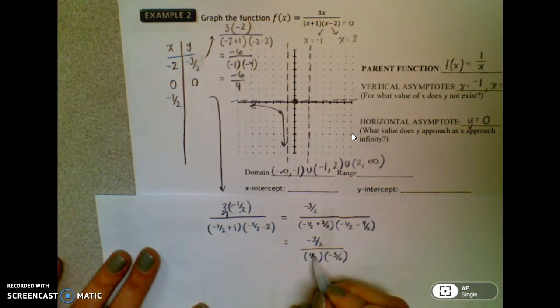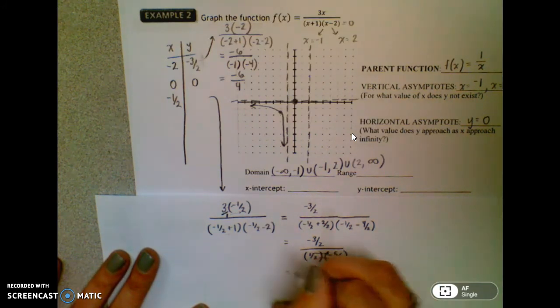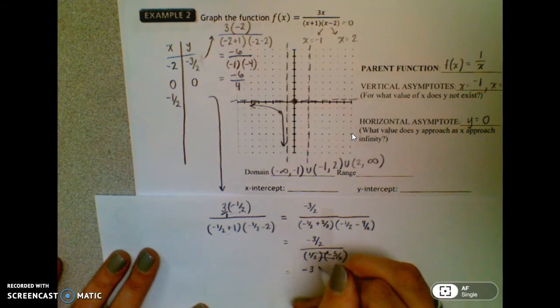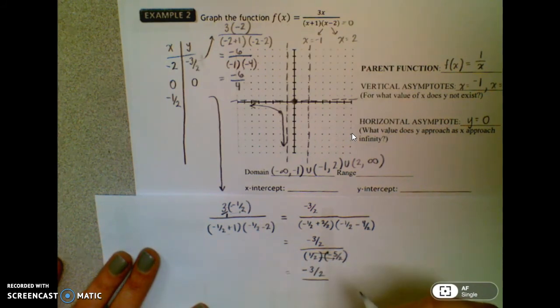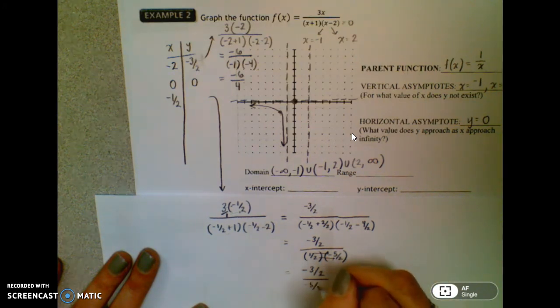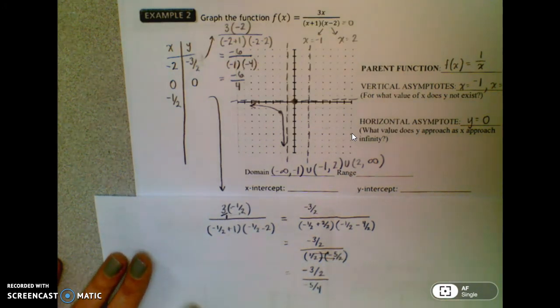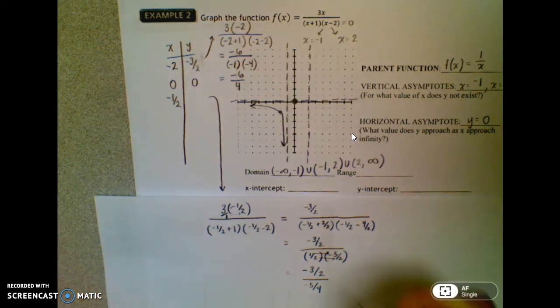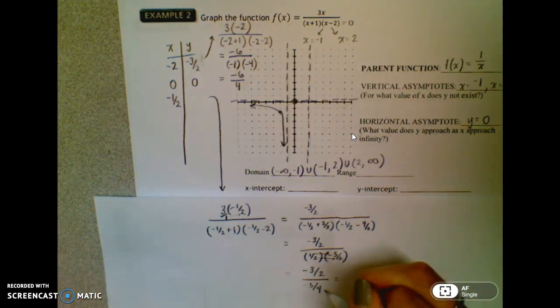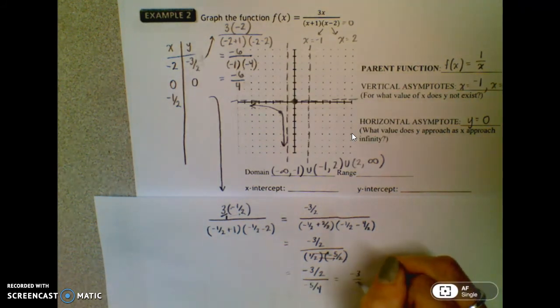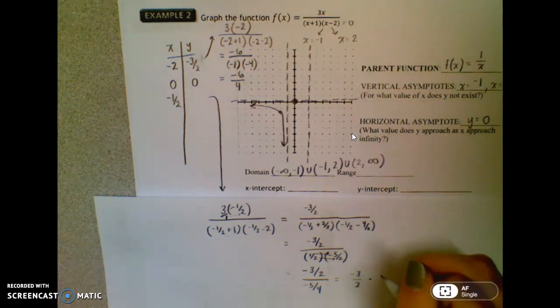I'm going to multiply straight across. So remember, in the denominator, those two factors are multiplied by one another. So I have -3/2 over, or divided by, -5/4. Now this still doesn't look like an ordered pair that I can graph. So I'm going to continue simplifying. When you divide by a fraction, when you divide by -5/4, that's the same as multiplying by its reciprocal. The reciprocal of -5/4 would be -4/5.